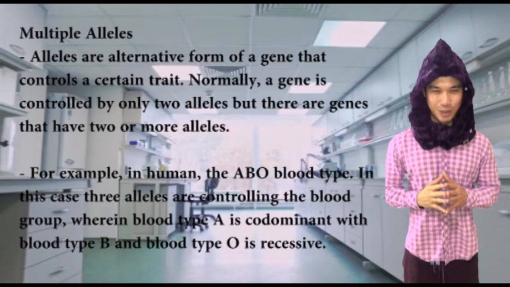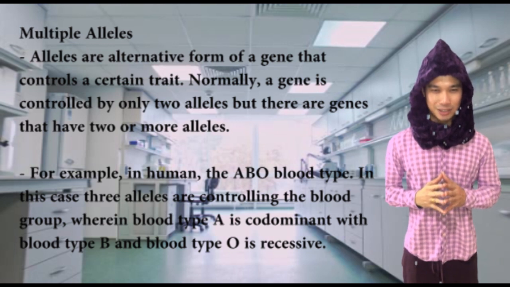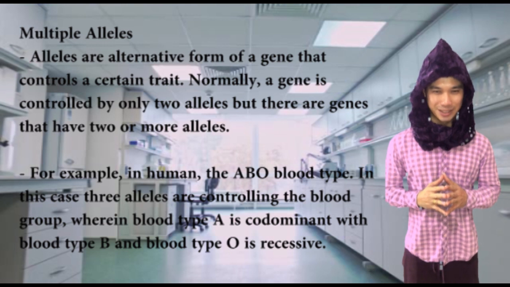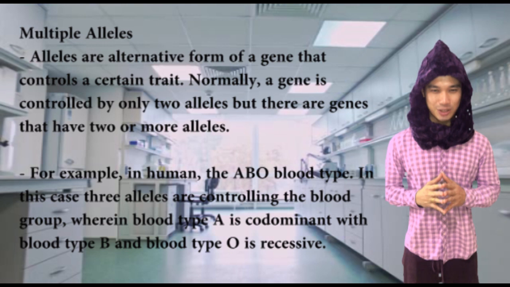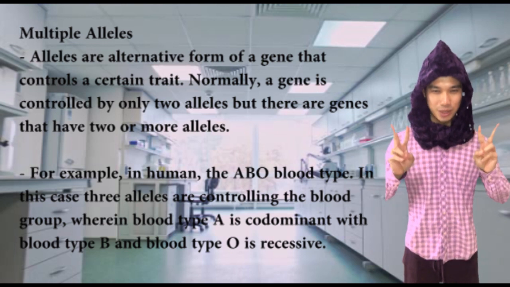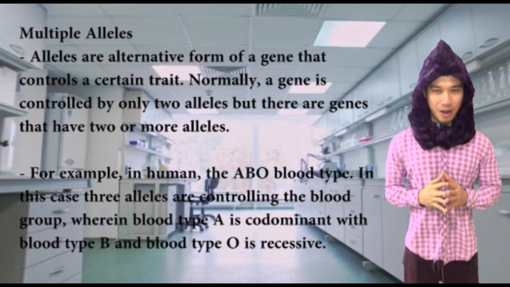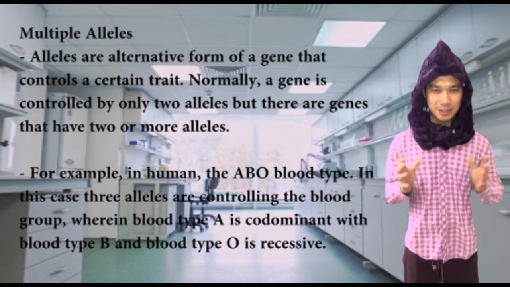Now let us go to the multiple alleles. Alleles are alternative forms of a gene that controls a certain trait. Normally, a gene is controlled by only 2 alleles, but there are genes that have 2 or more alleles.